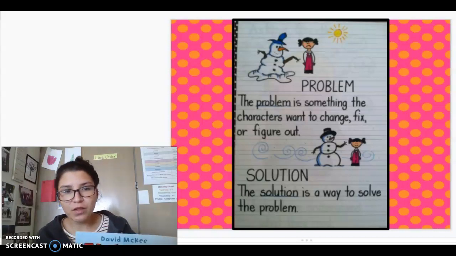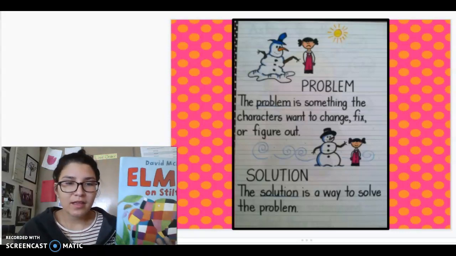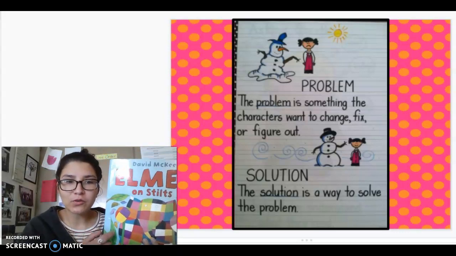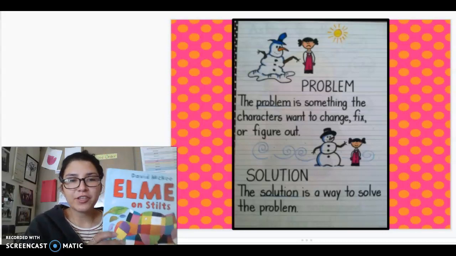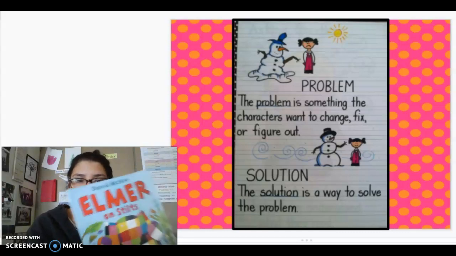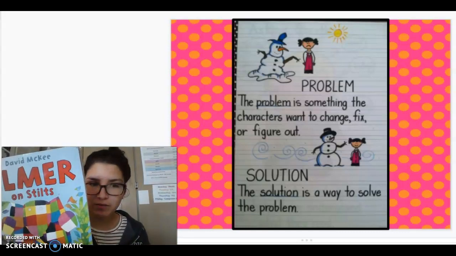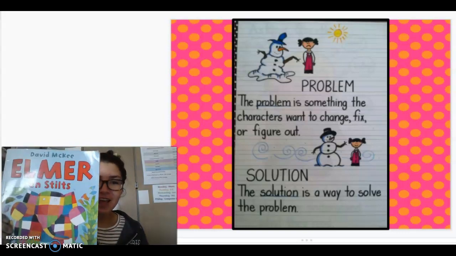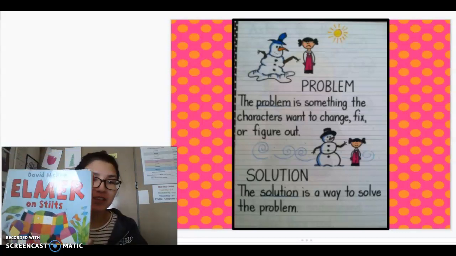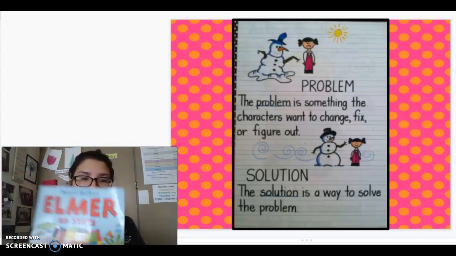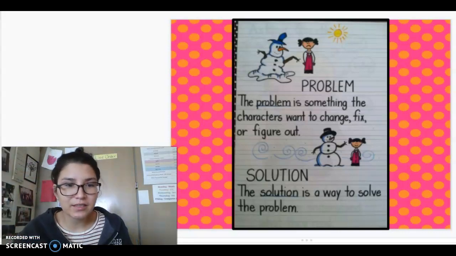So before I finish this video up, I have a little example. Elmer on Stilts. If you've heard the story, if you know any of the Elmer books, there's usually a problem, and then there needs to be a solution to help with the problem. So Elmer in this book, he's trying to get away from some hunters, and he comes up with a wonderful solution on how to escape from these hunters. I don't want to ruin the story, but not all books have problems. Some do, some don't, but there usually is a good solution.